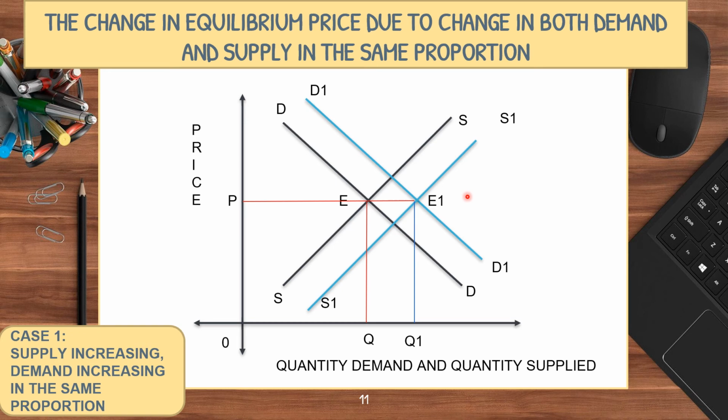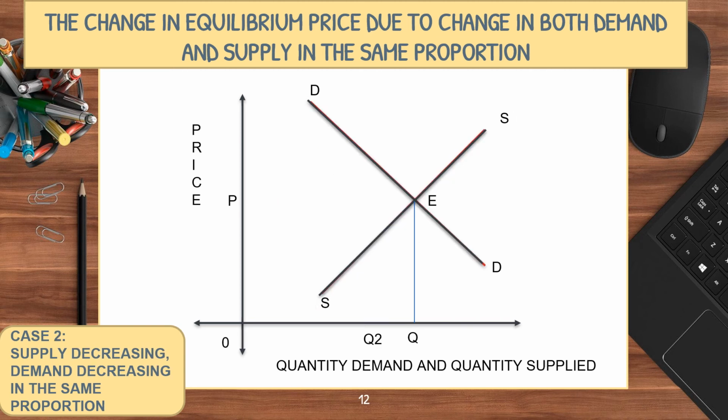These new curves, that is D1D1 and S1S1, have intersected at a new point. But the price has not changed. It remains the same. However, there is something that has changed, and that is the equilibrium quantity demanded and supplied. It has changed from OQ to OQ1. So you see, when both demand and supply increase together in the same proportion, the equilibrium price remains unchanged. However, the equilibrium quantity increases.